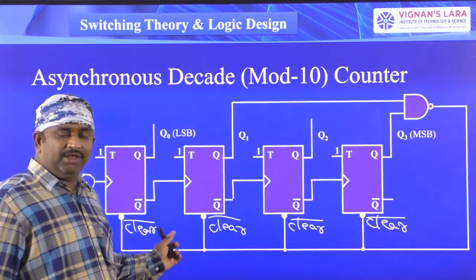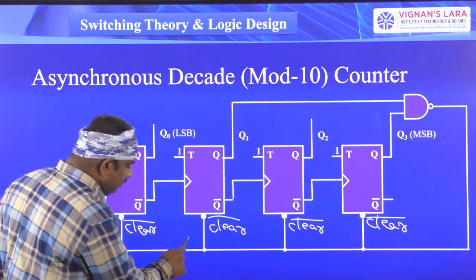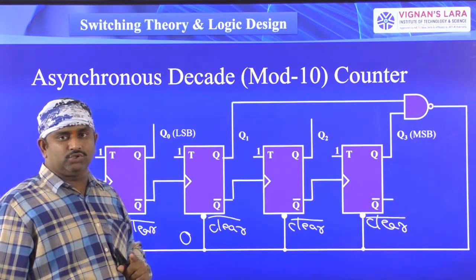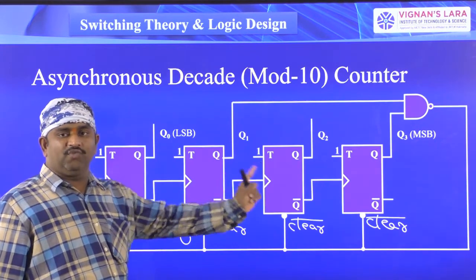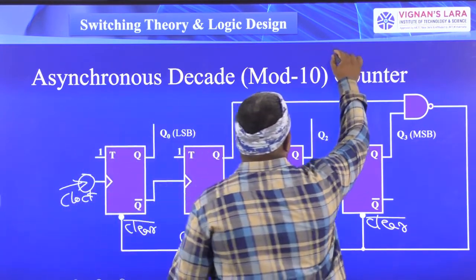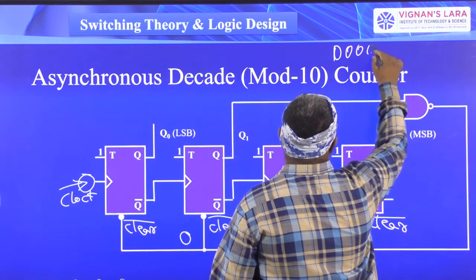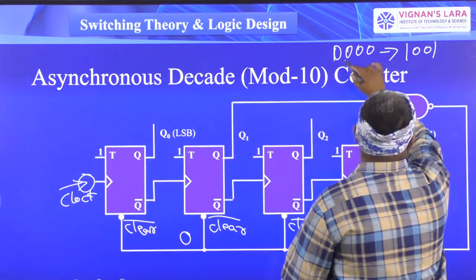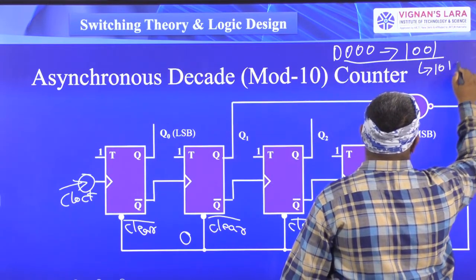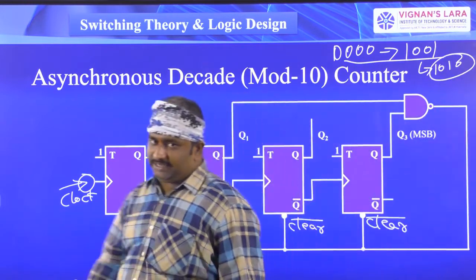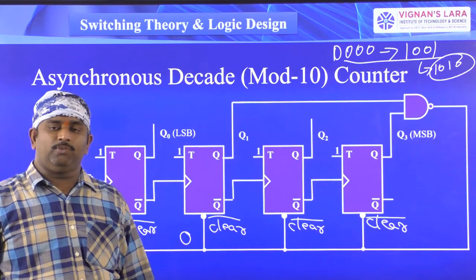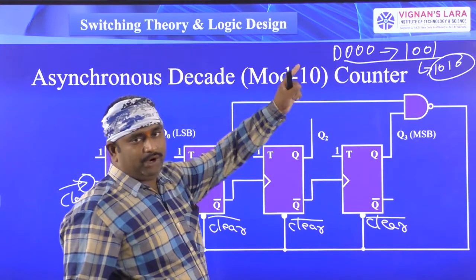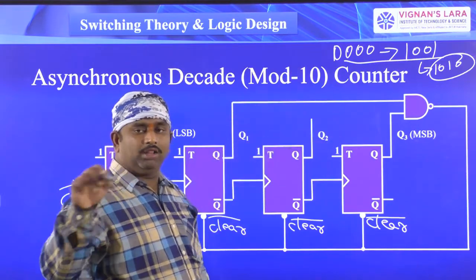So whenever the clear signal goes to 0, automatically all the flip-flop outputs go to 0. Whenever the clear is equal to 0, all the flip-flop outputs go to 0. So I will start the counting from 0, 0, 0, 0 to 1, 0, 0, 1. This is the 0 to 9 count. Whenever the flip-flops reach the next count, that is 1, 0, 1, 0, then automatically all the flip-flop outputs go to 0. That is, after 1, 0, 1, 0, you will get all the outputs as zeros.